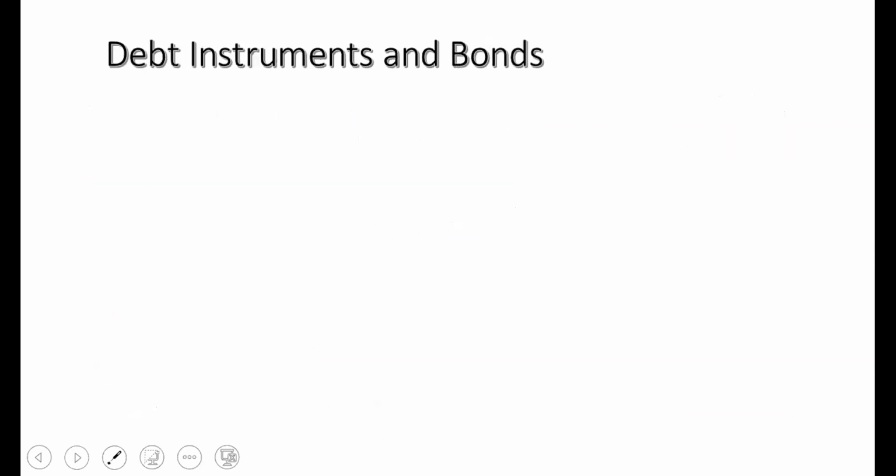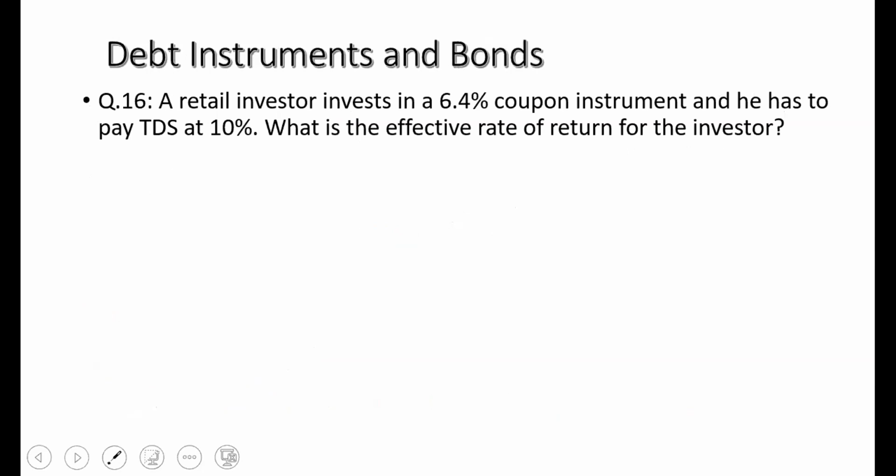Okay, now question 16. I am giving you a retail investor, and these are simple questions, but some people get confused. A retail investor invests in a 6.4 coupon instrument. Coupon means rate of interest. In a bank we say interest, but in the money market and debt market they use the word coupon. Coupon means interest only, interest cash flows. He has to pay TDS because the income earned is taxable. Assume he's a big investor and he is paying 10% tax deducted at source.